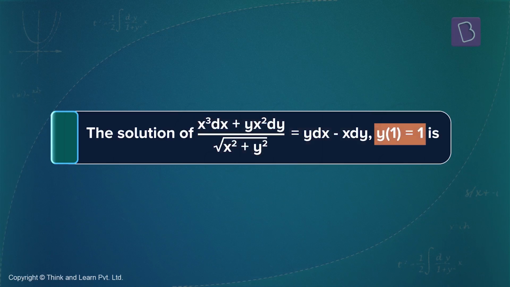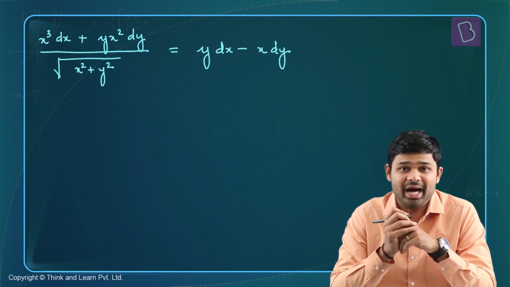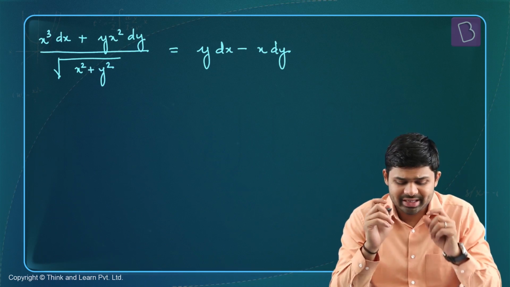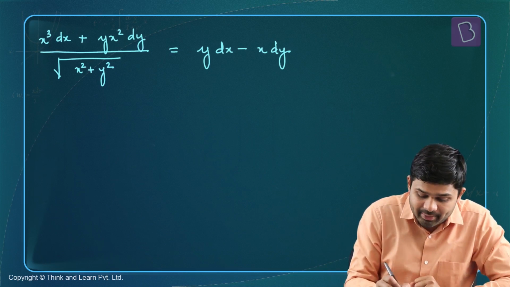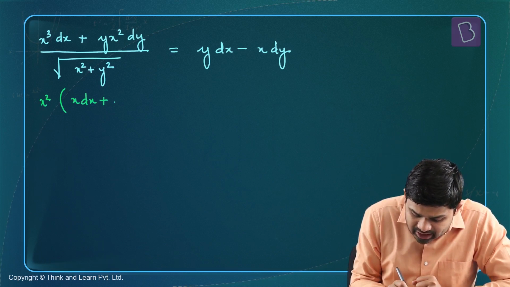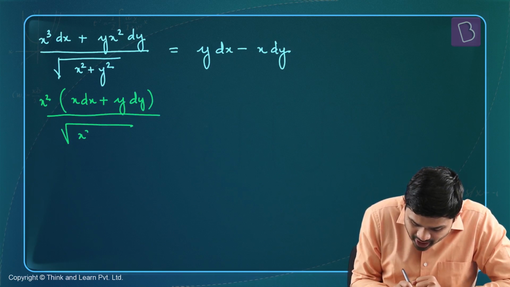The other piece of information is y of 1 is 1, and you know why this piece of information is given. This piece of information is only given to find out the constant of integration. So we're going to look at that piece of information right in the end and focus on the differential equation in hand. It looks like a pretty difficult differential equation first up. So let's try and identify patterns here. The first thing I'm going to do is there is an x square common in the numerator. I'm going to take an x square common out. So I get x dx plus y dy divided by, of course, the under root of x square plus y square.